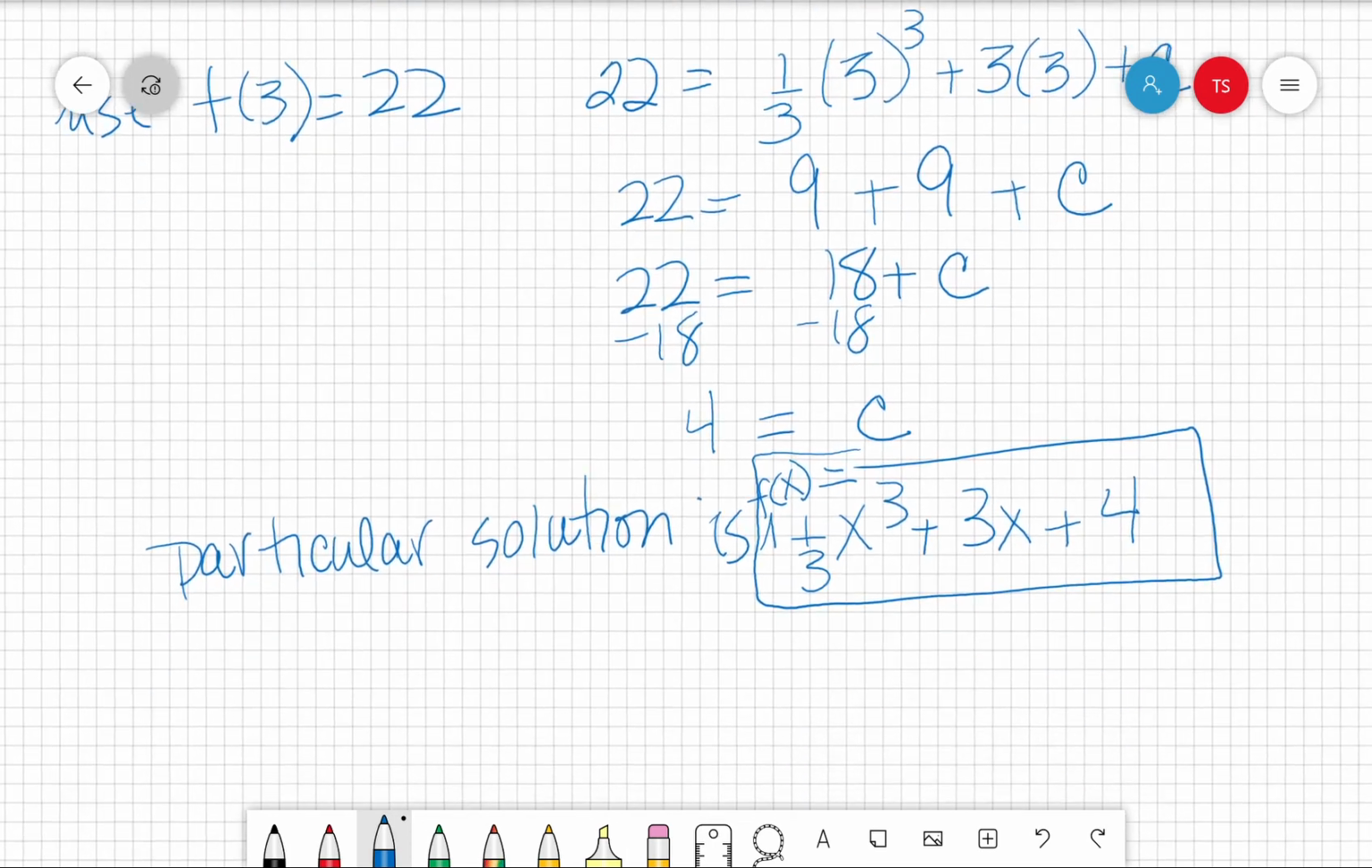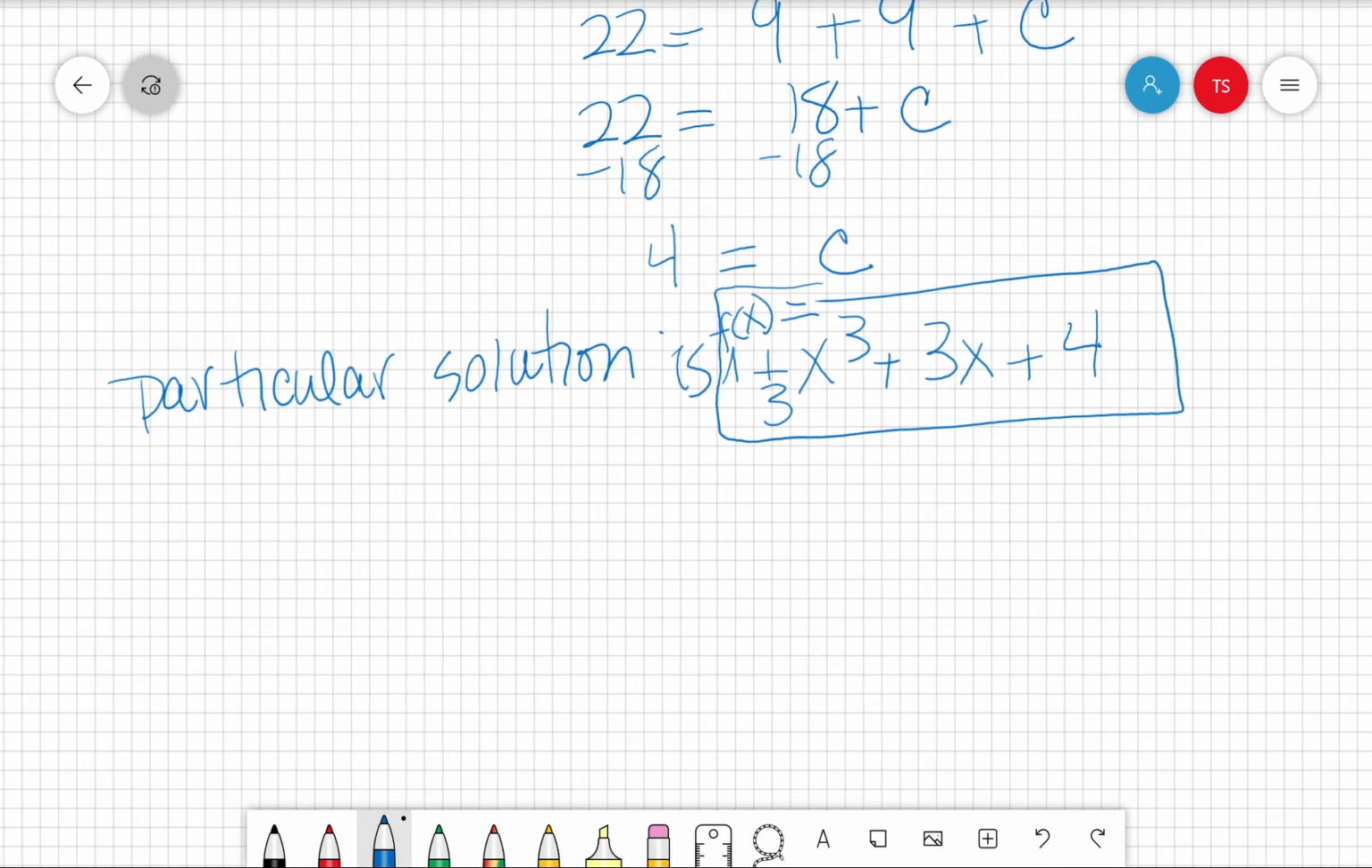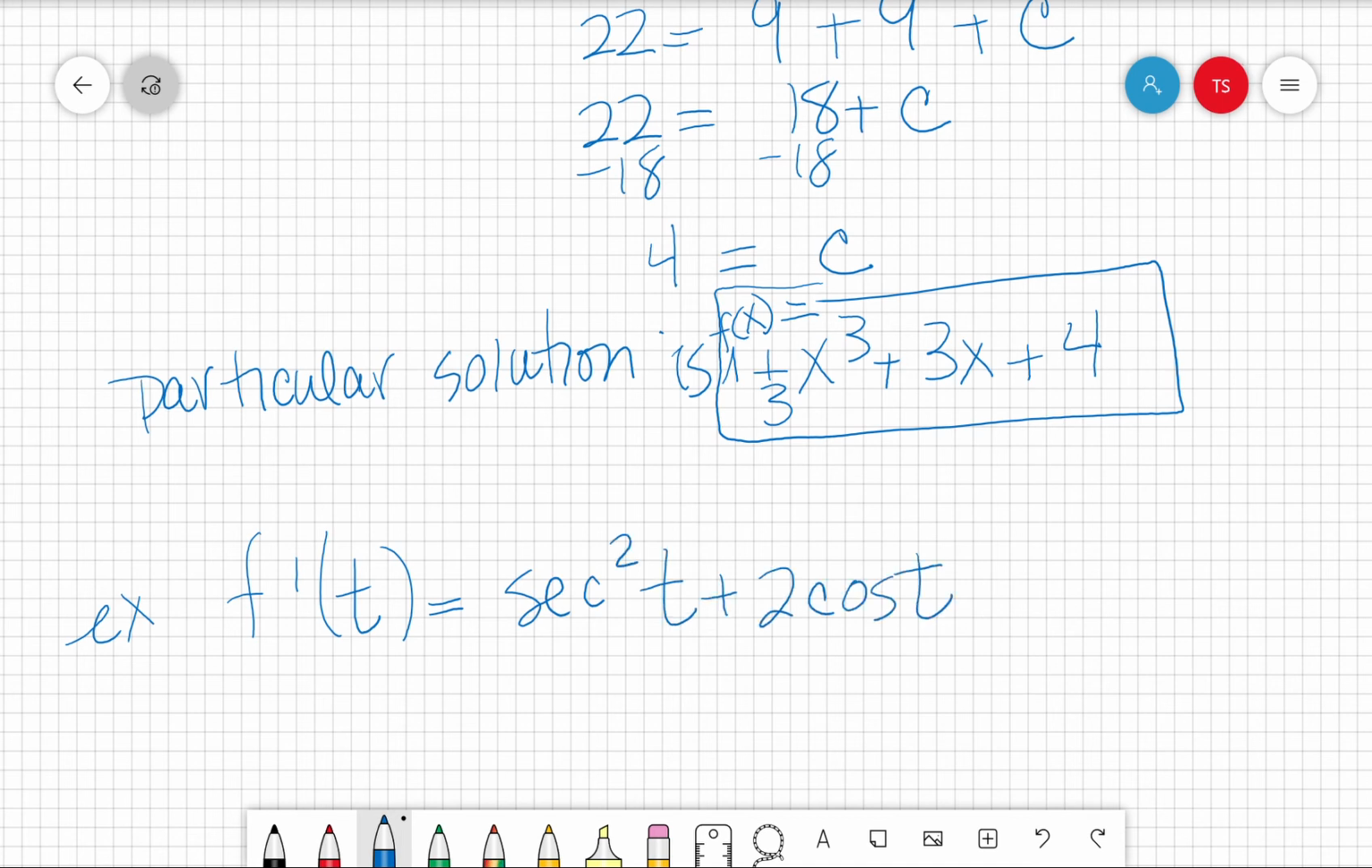Let's go over one more example like that. Let's say that f prime of t is equal to secant squared t plus 2 cosine t. And then I'm also given that f of pi over 4 is equal to the square root of 2. That's my initial condition.